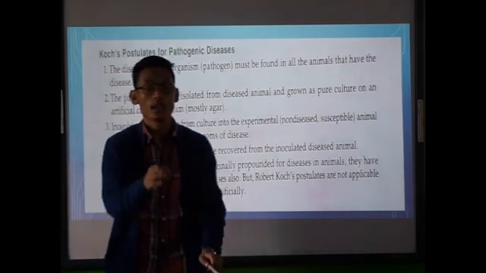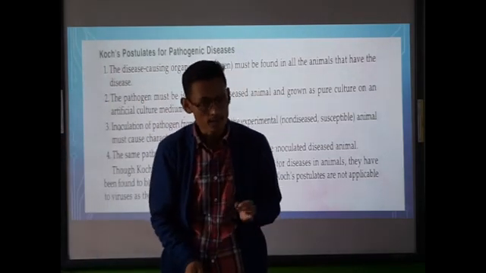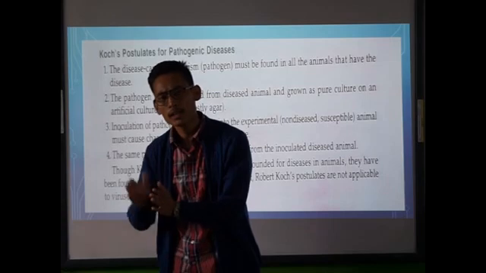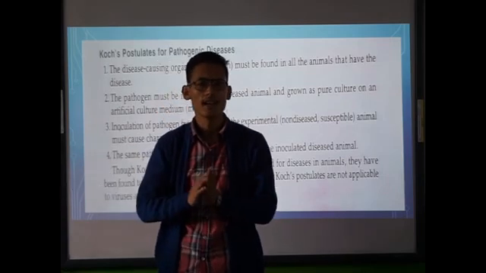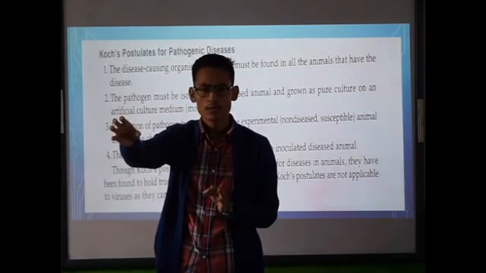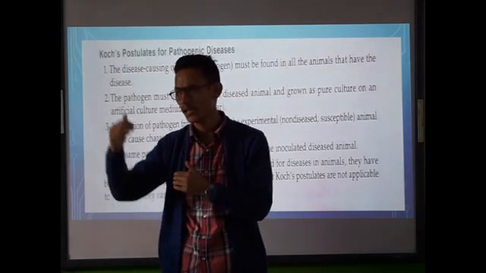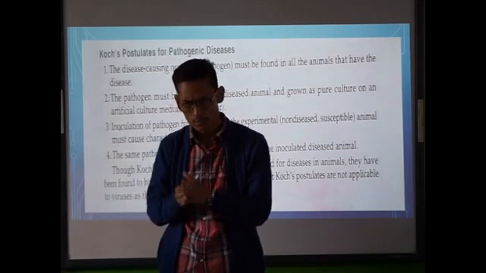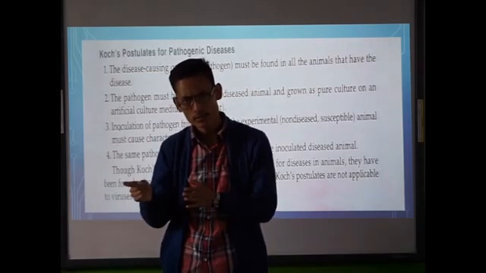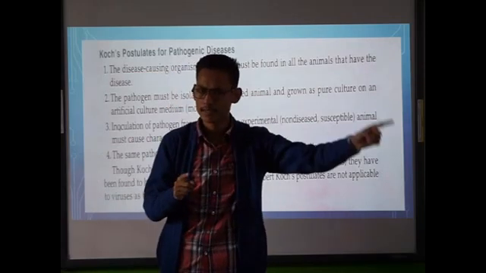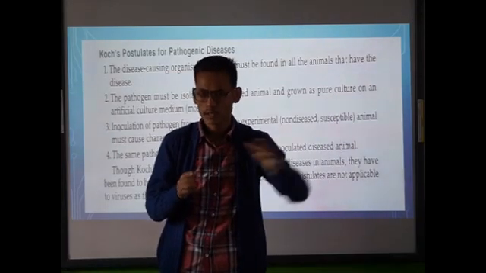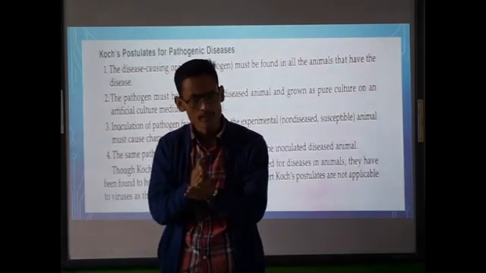What are the conditions? If any animal is suffering from a disease, then the respective pathogen will be present in that animal. Number 2, isolate that pathogen from the animal and grow it in an artificial culture medium. Number 3, that cultured pathogen must be introduced into the experimental animal, and that animal must show the characteristic symptoms of the disease.